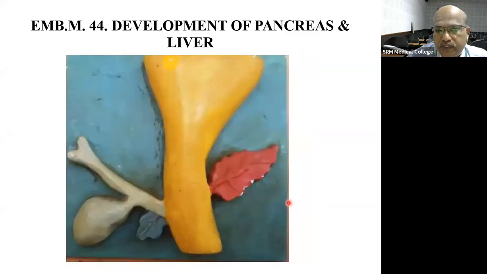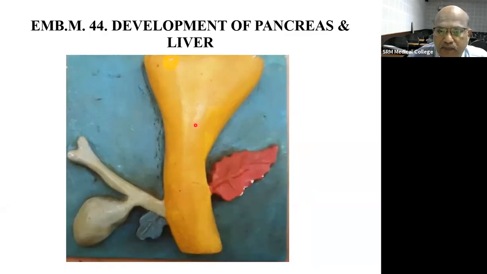So now we see how to identify the ventral and dorsal bud. Always the dorsal bud will be larger. Don't go by the color; that is for your understanding, it is given in different colors. Okay, so now this is the ventral bud. This is the dorsal pancreatic bud.